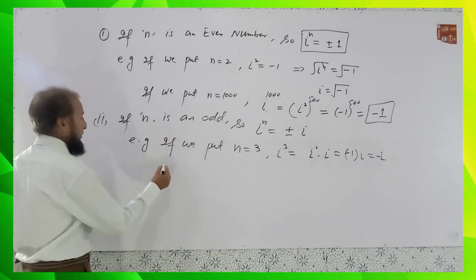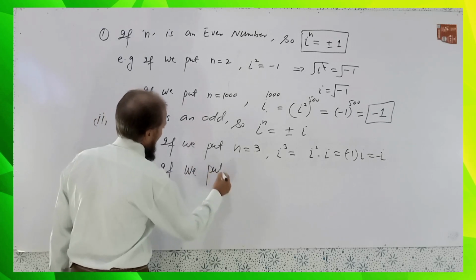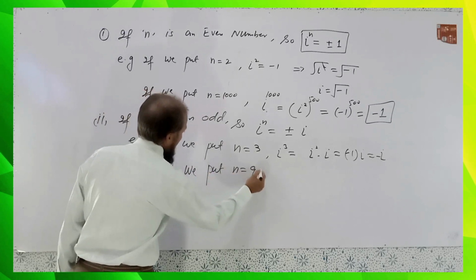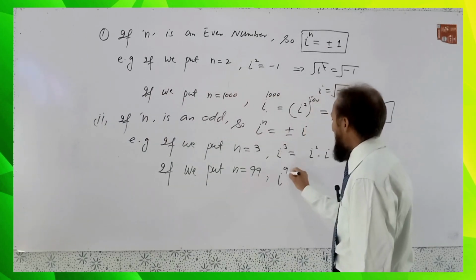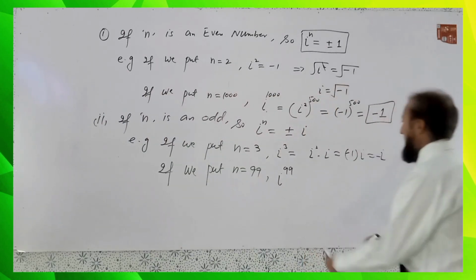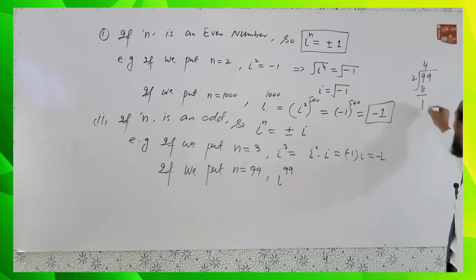Similarly, if we put n equal to 99, how can we write iota to the power 99? For the student, this simplification is difficult. We can divide by 2. 4 multiplied by 2 gives 8, 1 is remaining, 9 is total 19. Now 2 nines are 18. We get 1. This will be the remainder.